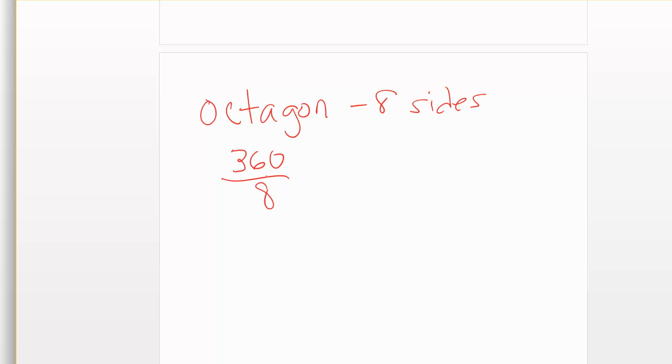The first thing says, let's find the measure of an exterior angle of, let's say, an octagon. So an octagon has 8 sides, and we want to find the measure of one of the exterior angles. Well, we know all of them are going to add to 360. Regardless of how many sides it has, the exterior angles add to 360. And if there are 8 of them, we're going to take 360 divided by 8. So 360 divided by 8 is 45 degrees. So each exterior angle will be 45 degrees.